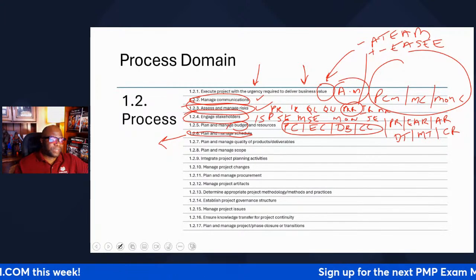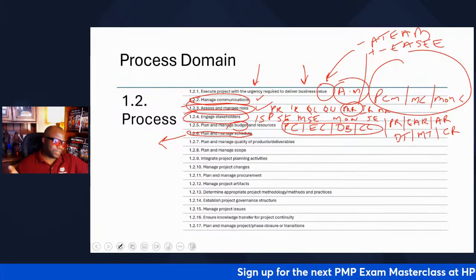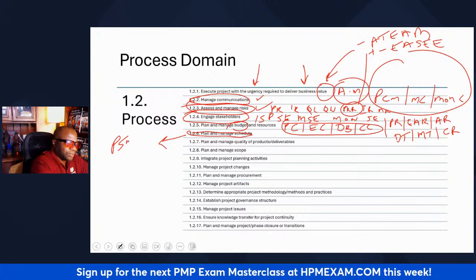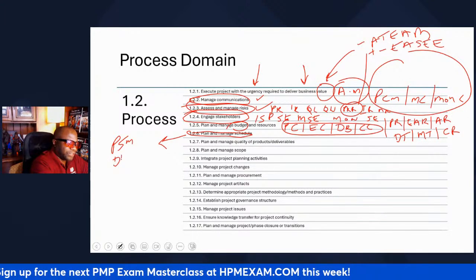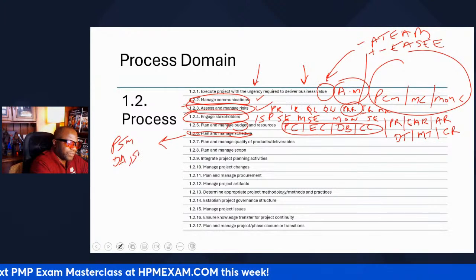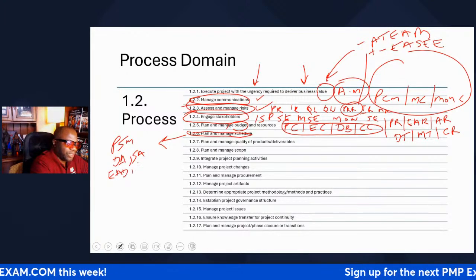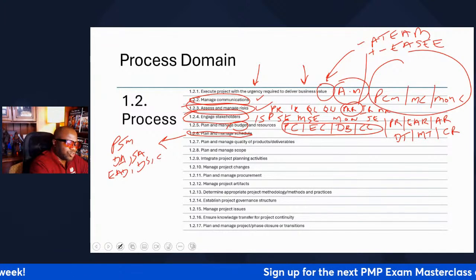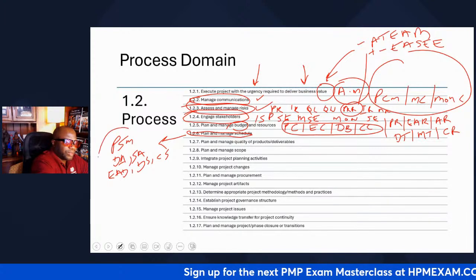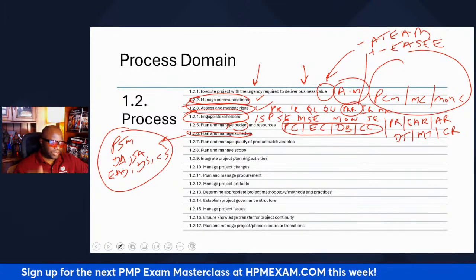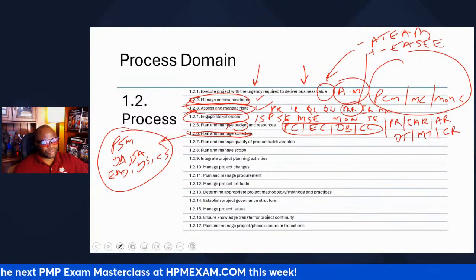But in the world of predictive, there are 6 things we do. What are the 6 things that we do? We plan schedule management, right? We define activities, we sequence activities, we estimate activity durations, we develop schedule, and then we control the schedule. Those are all the things that happen in 1.2.6. Because I did it in a kind of breakdown. I wanted you to be able to keep track of it.